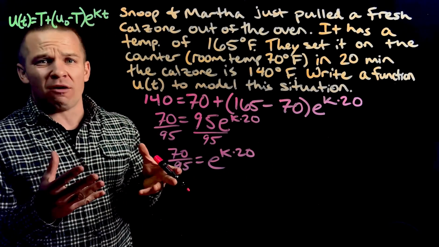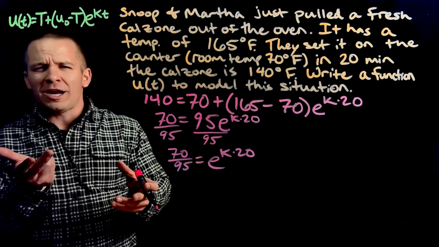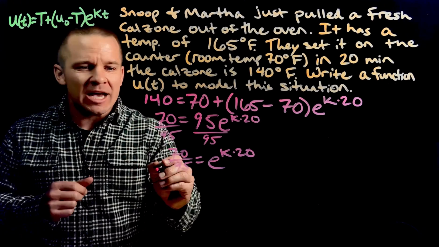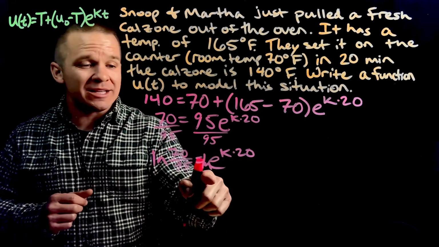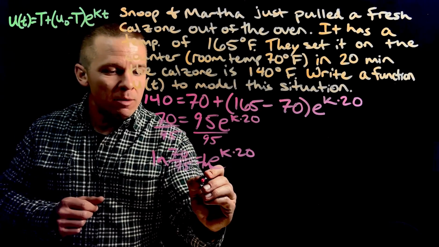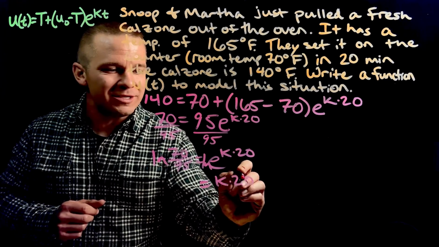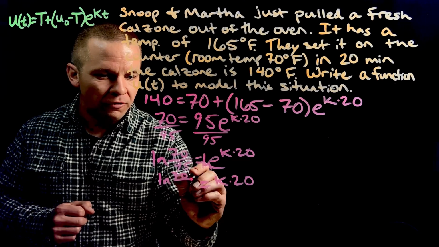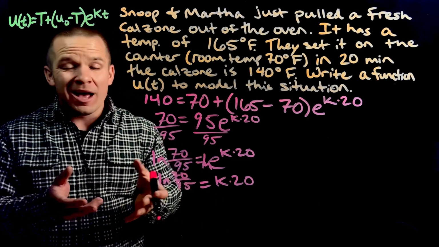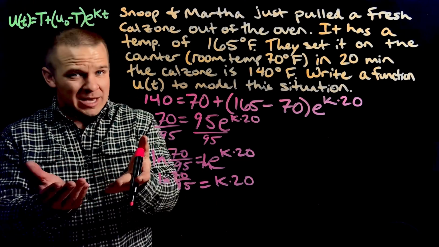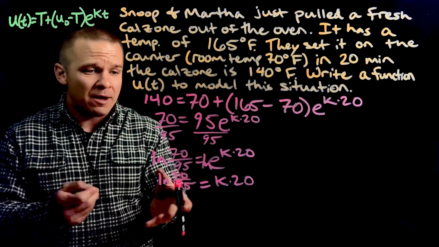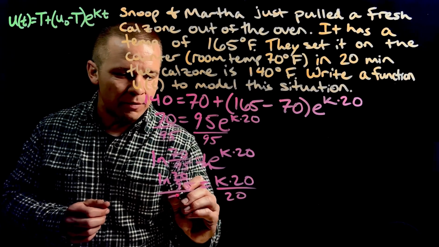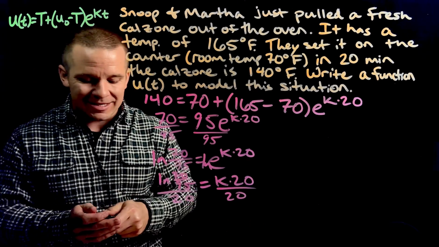How in the heck am I going to solve for e? Did I just say solve for e? Solve for k. All right, so I'm going to take the natural log on both sides. That's going to undo my e, leaving me with just k times 20 on the right-hand side. And on the left, I'm going to have the natural log of this fraction, 70 over 95. I don't care about what that simplifies to because I'm plugging it all into my calculator anyways. So the last thing I'm going to do to solve for k is divide by 20 on both sides, and we can plug that whole mess into our calculator.